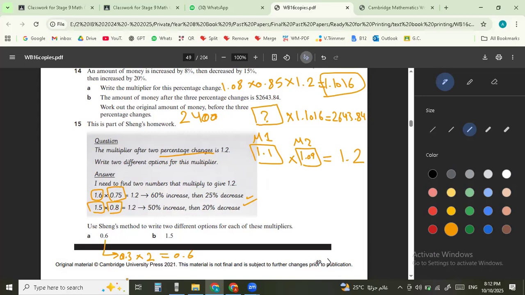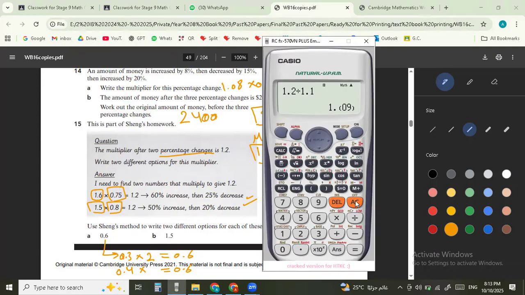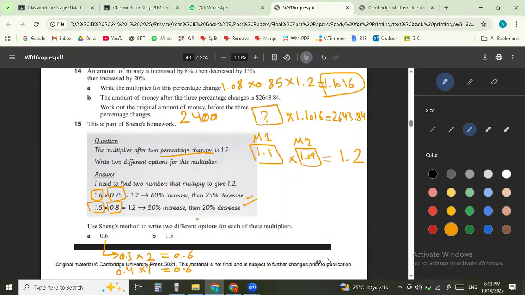But mister, are there any other options that I can choose? Definitely. You can say 0.4 times what will give you 0.6. Let's see on the calculator. 0.6 divided by 0.4, any number that comes into your imagination. So 0.6 divided by 0.4 gives you 1.5. So this is 0.4, this is 1.5. Now, what happened is a decrease of 60%, increase of 50%.